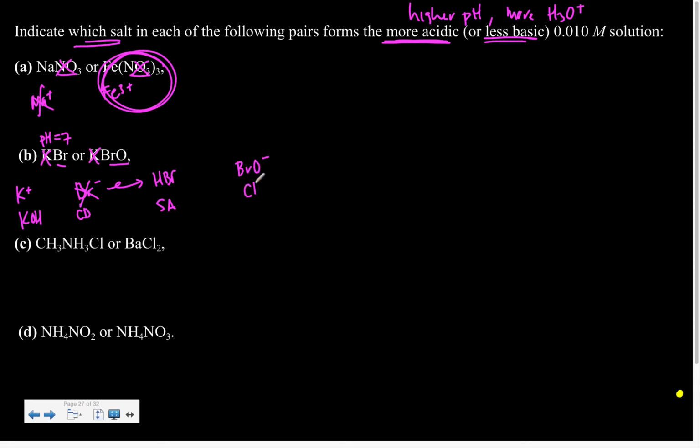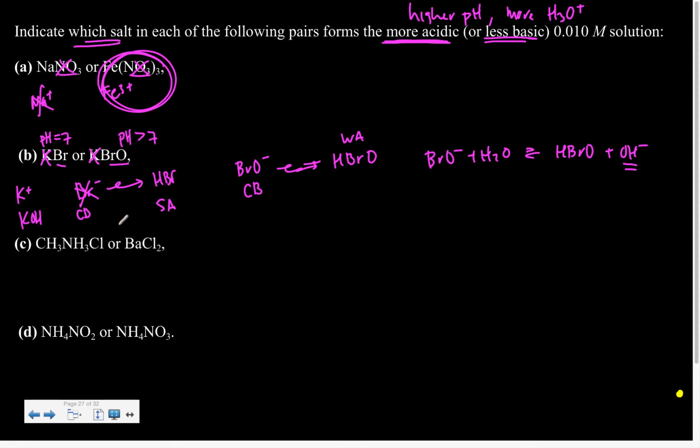BrO minus is the conjugate base of what? Right, this. Now, is this a strong acid? No, this is a weak acid, which means that anytime it is the conjugate base of a weak acid, it does have a tendency in water to take a proton and increase the amount of hydroxide ion in solution. So if this is going to increase the hydroxide ion, this is going to have a pH of what?